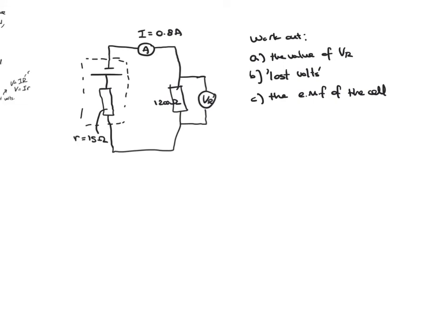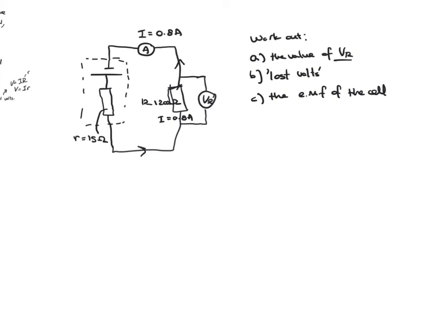So here it is asking me to calculate first VR, then the amount of lost volts, and then the EMF of the cell. To start with, I'm given the internal resistance, I'm given the current, I'm given the resistance of the external resistor, and I'm also shown that there's a voltmeter connected across the resistor. So in other words, VR is the terminal potential difference. And I know that there is a current of 0.8 amps going through the resistor.